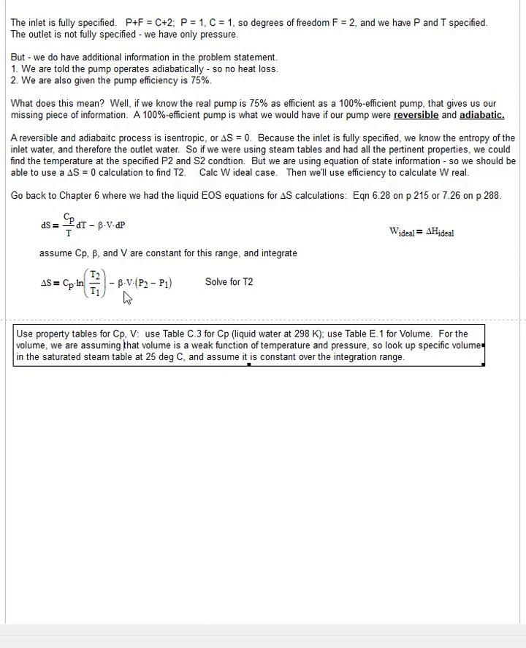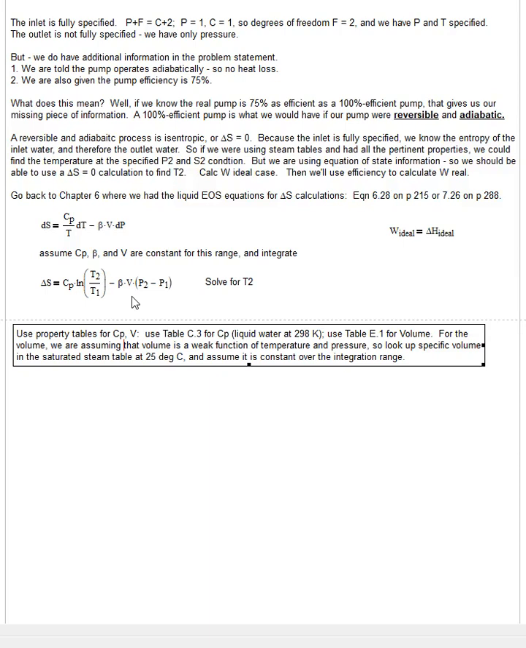What about beta? We assume that beta is constant as well. And remember, going back to chapter 3 and chapter 6, assuming beta is constant is a pretty good assumption, especially for subcooled liquids. What about volume? Is volume constant? Technically not, because we actually do have an equation of state where volume is a function of temperature and pressure. But if you look at this problem, and if we were to check things at the end, we would see that the volume is not changing by much. And that's generally the case for subcooled liquids.